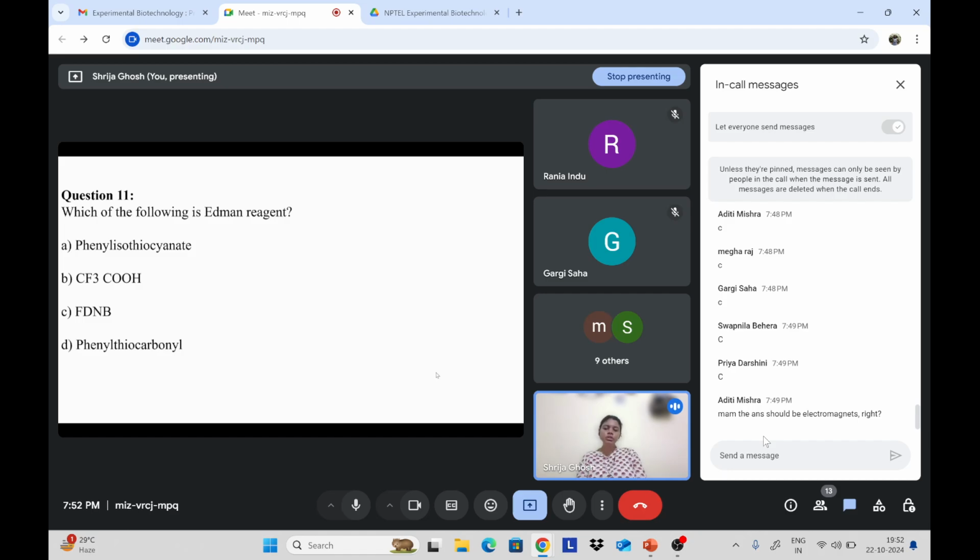moving on to the next question. Which of the following is an Edman reagent? Option A, phenyl isothiocyanate. Option B, CF3COOH. Option C, FDNB. And option D, phenyl thiocarbonyl.